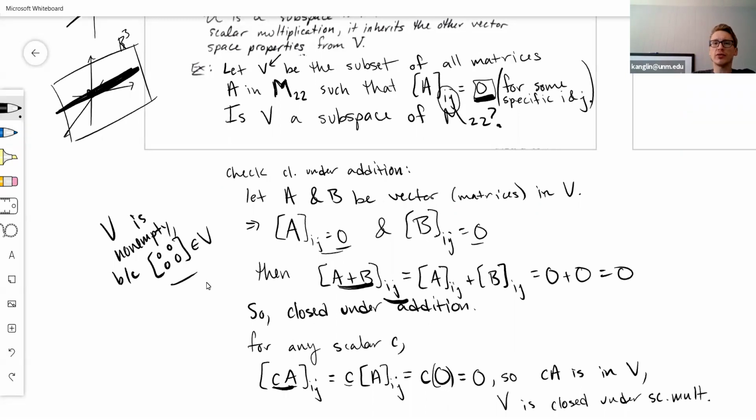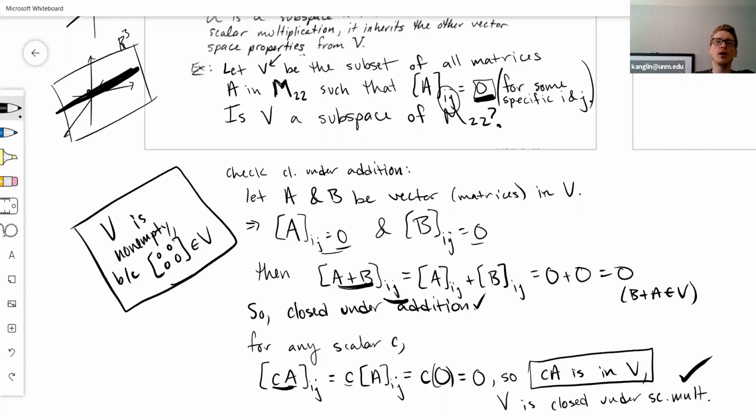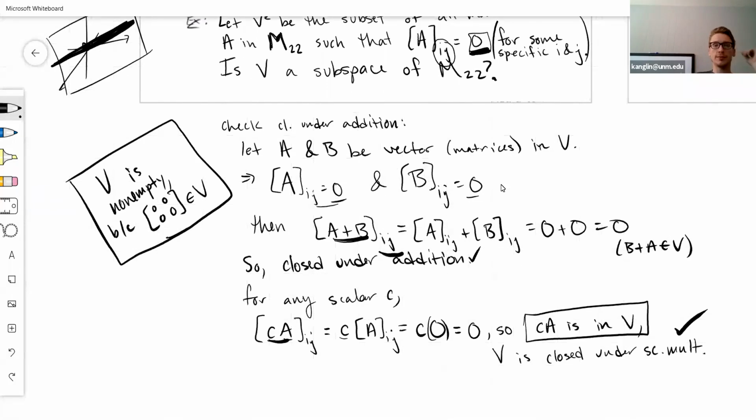So we've checked all our boxes, right? This is closed under addition because B plus A is still in V. It's closed under scalar multiplication because C times A is still in V, and it's non-empty. And that's really all we have to show to conclude that V is a subspace of M22.